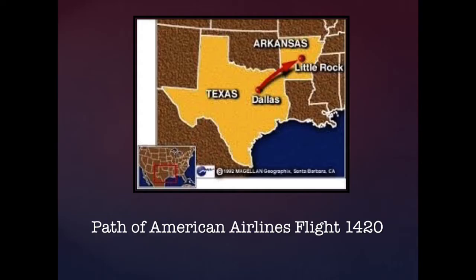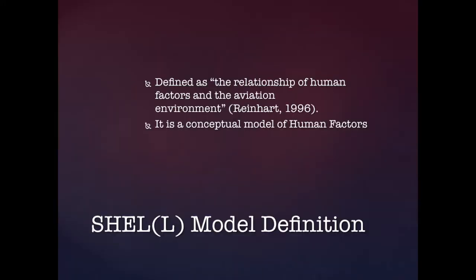American Airlines Flight 1420 was a flight from Dallas-Fort Worth International Airport to Little Rock National Airport on June 1st, 1999. I will analyze this accident through the SHELL model and talk about the different interface errors that were exhibited throughout this accident. The SHELL model is the relationship of human factors and the aviation environment.